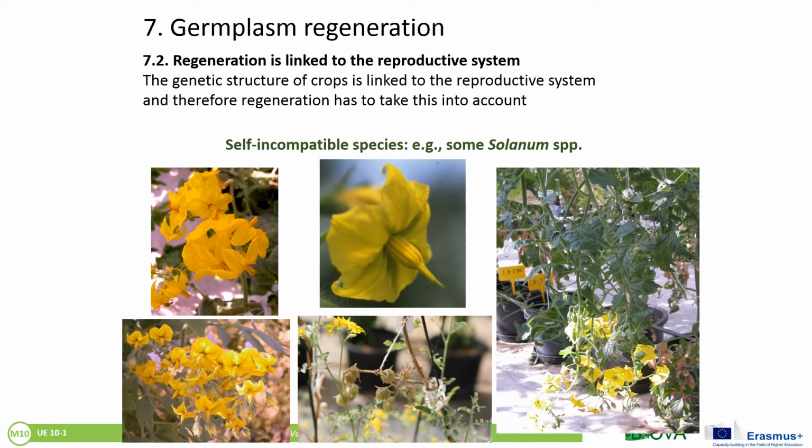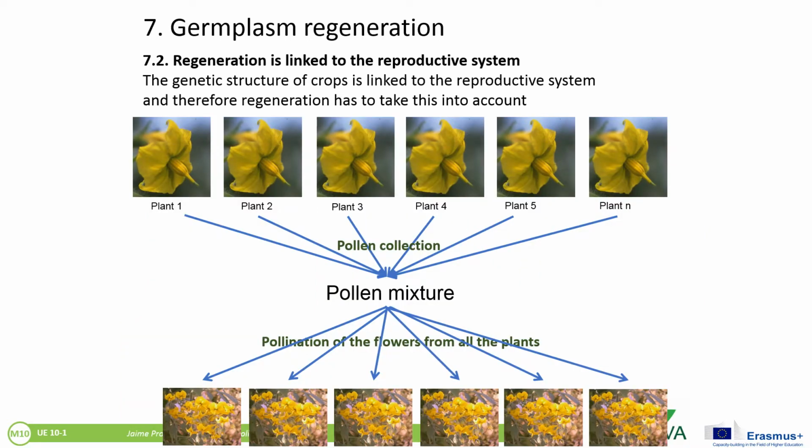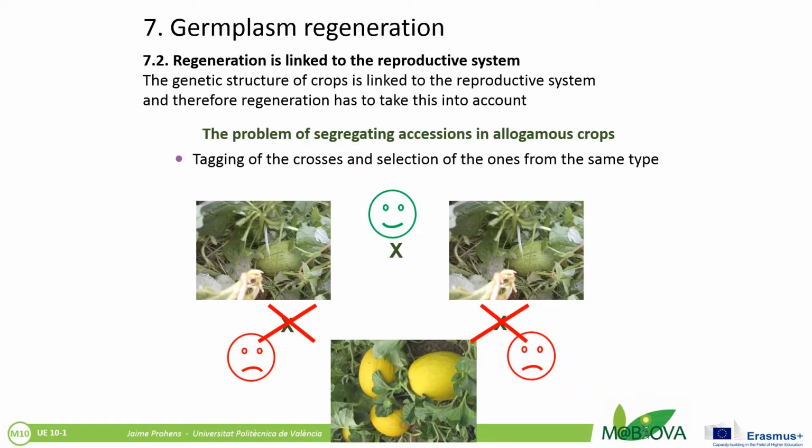In some cases, there are species which are self-incompatible and therefore are necessarily allogamous, like some wild relatives of tomato. The alternative in this case is to make a mixture of pollen of several plants and make manual pollinations using this mixture. A common problem also in allogamous crops is that sometimes there are off-types within one accession. In this case, tagging the crosses may help in selecting only the crosses among plants of the same type, ensuring the maintenance of the integrity of the accession.